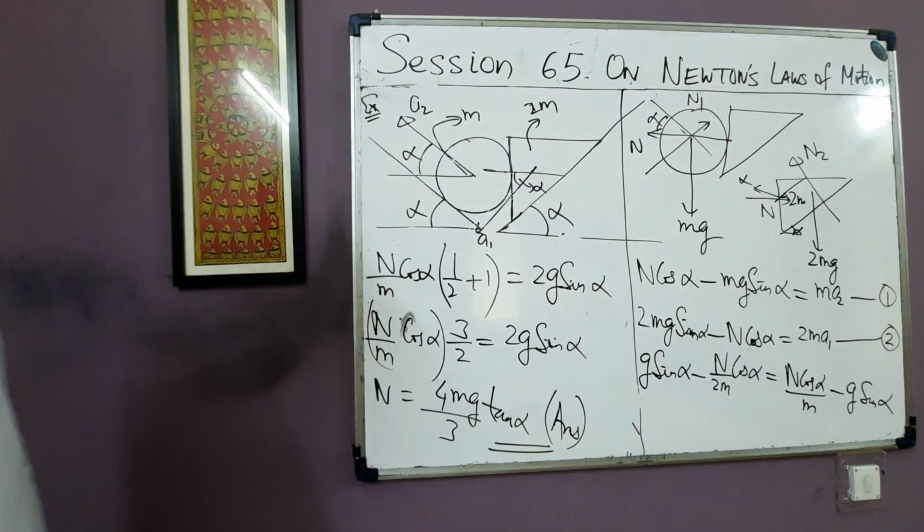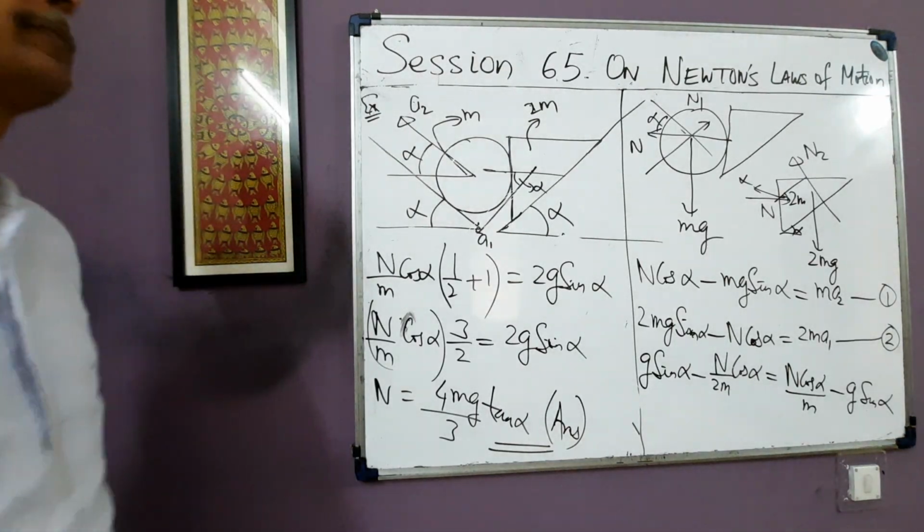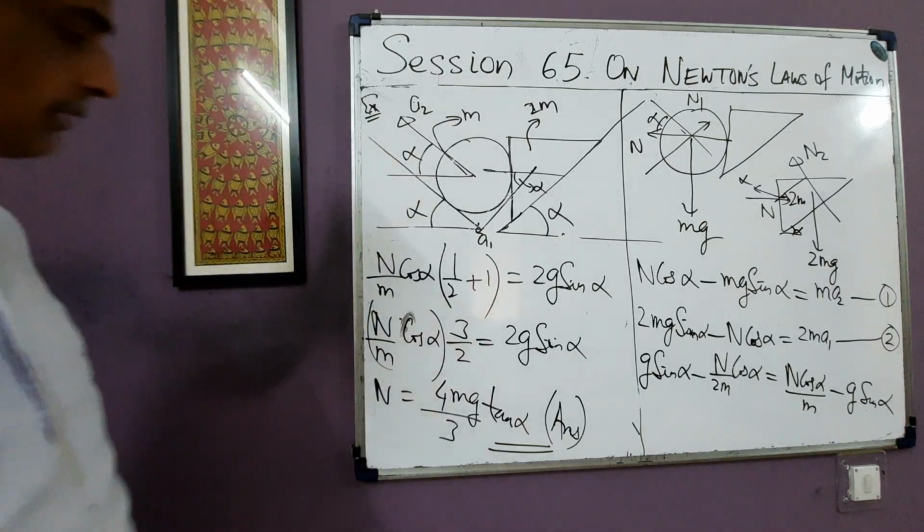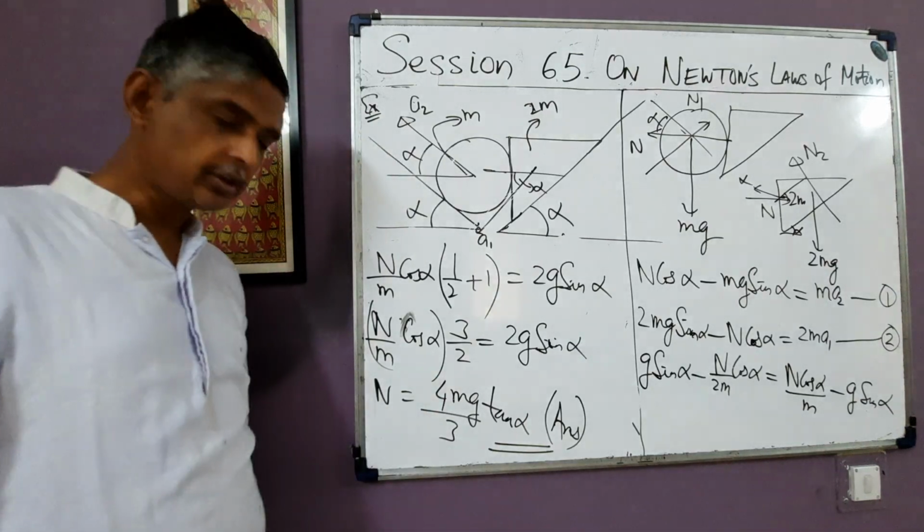Alright. So 2 into m into 2m by 3m. Okay, yes, fine. So n becomes 4mg by 3 tan alpha. Okay, this is the required answer.